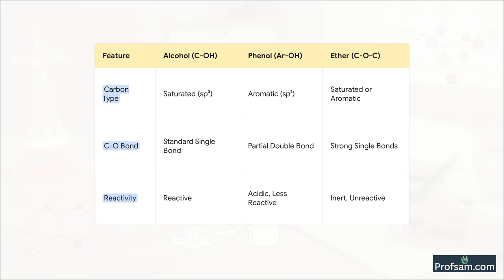Just look. For an alcohol, the oxygen is attached to a saturated sp3 carbon. It's a simple, standard single bond, and this makes it quite reactive. Now let's jump to the phenol. Here, the oxygen is on an aromatic sp2 carbon. And because of the resonance in the benzene ring, this C-O bond actually gets some partial double bond character. This makes it much stronger, and look at this, the whole group becomes acidic. And finally, we have the ether. Here, the oxygen is simply a bridge between two carbons. It's stable, it's happy where it is, and it's quite inert, very unreactive.